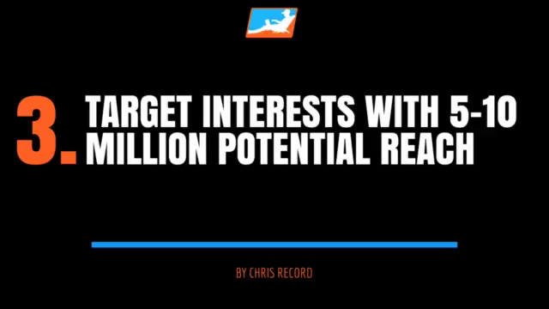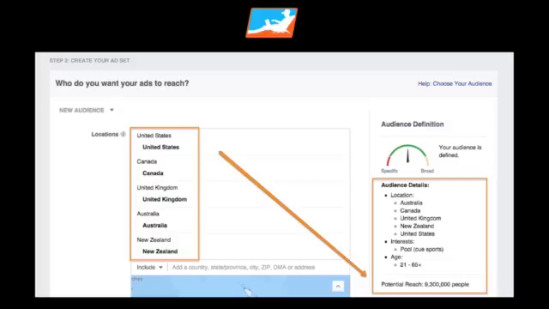Number three, target interests with 5 to 10 million potential reach. Okay, 5 million is the sweet spot. If you're in a micro niche, this can be done with 1 million in your potential reach, but really the sweet spot is 5 million, and I really like to go 5 to 10 million in my potential reach, okay? So here's a little bit what that looks like.